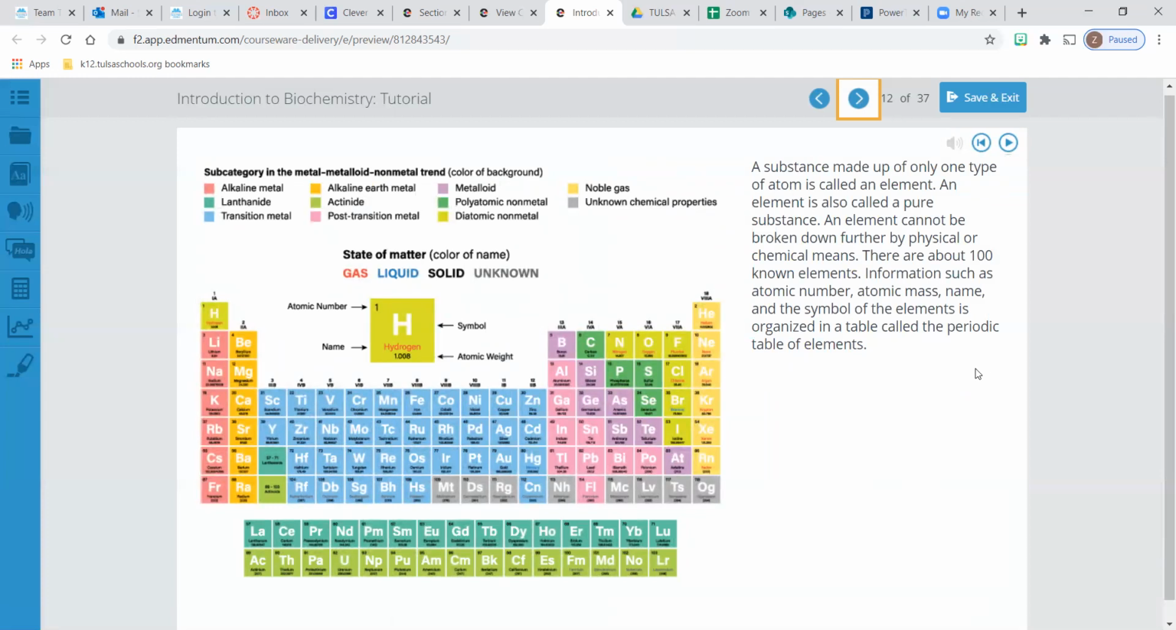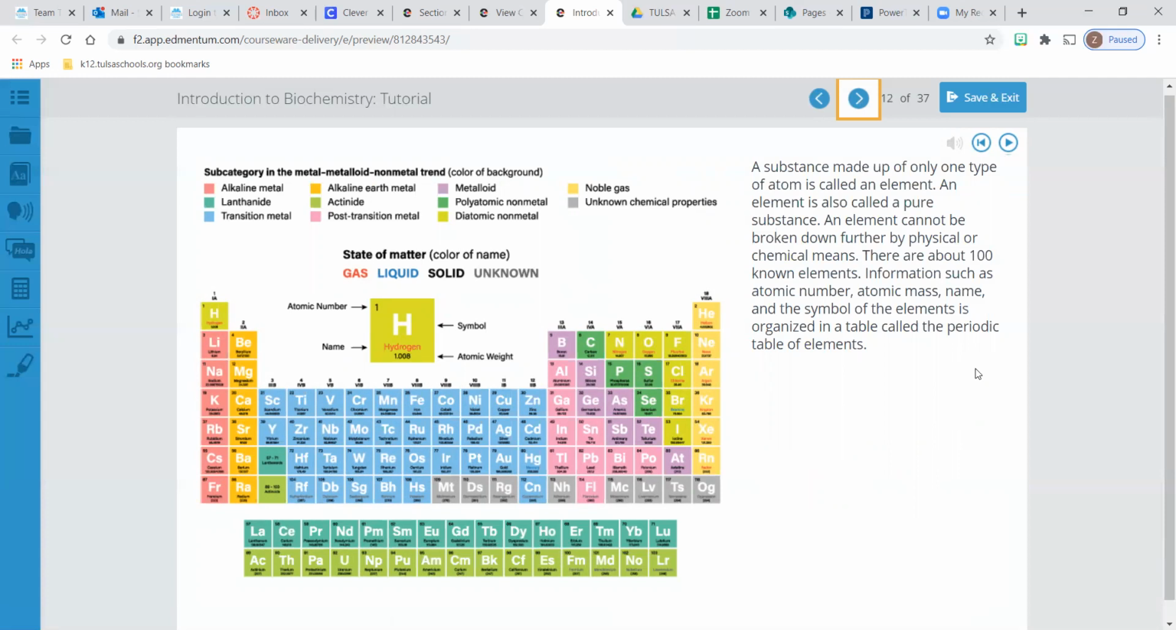And a substance made up of only one type of atom is called an element. An element is also called a pure substance. It cannot be broken down further by physical or chemical means. There are about 100 known elements that we know of today.